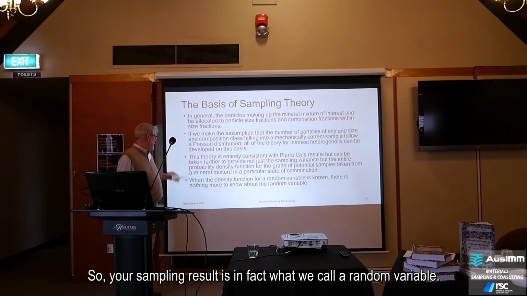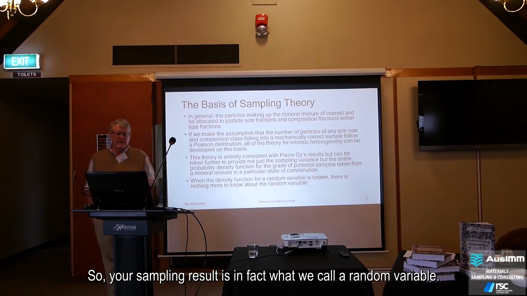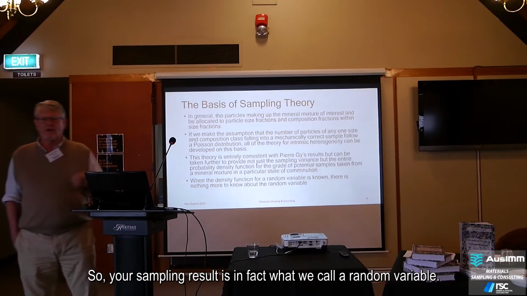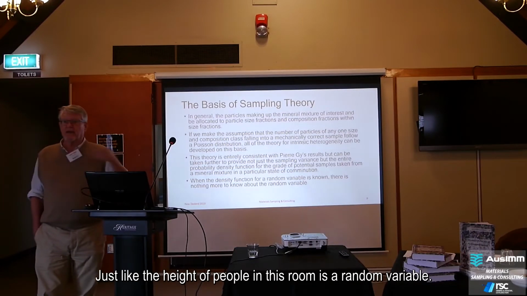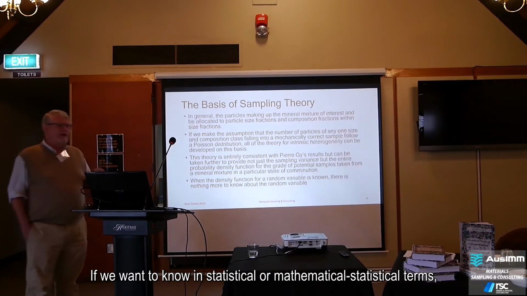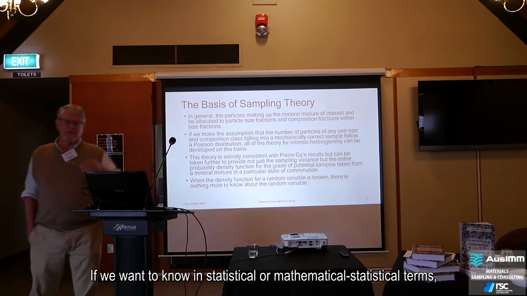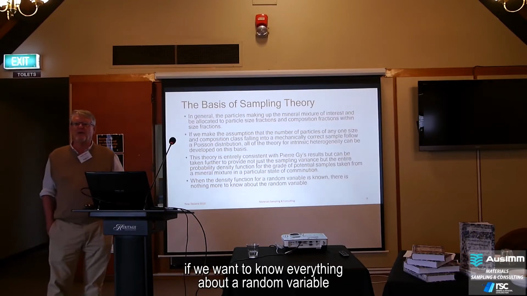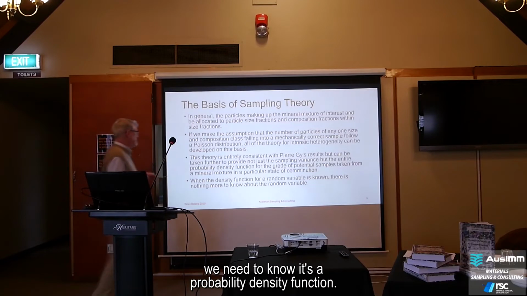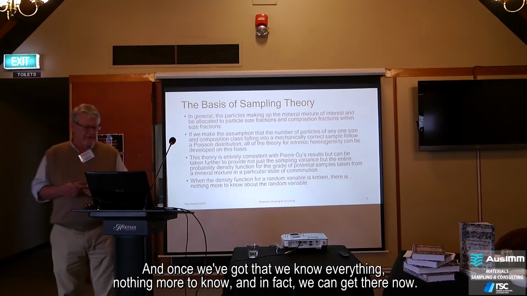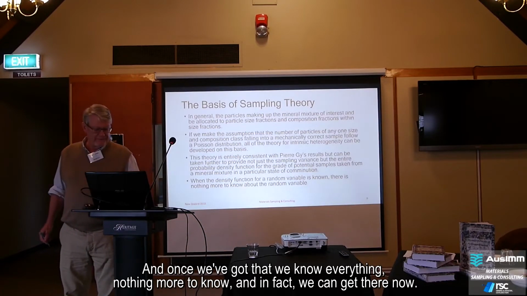So your sampling result is in fact what we call a random variable, just like the height of people in this room is a random variable. If we want to know in mathematical statistical terms everything about a random variable, we need to know its probability density function. And once we've got that, we know everything. Nothing more to know. And in fact, we can get there now.